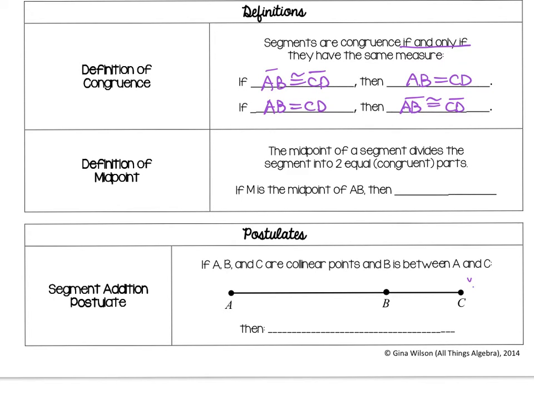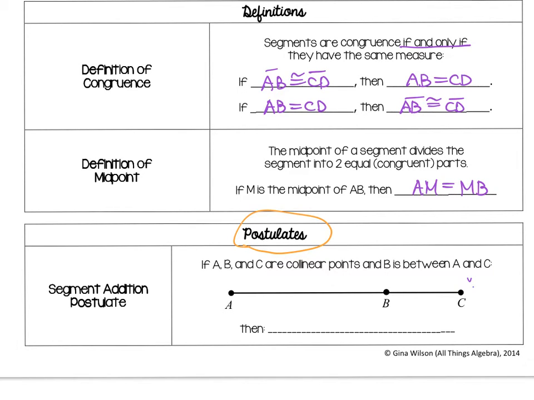Definition of a midpoint. The midpoint of a segment divides the segment into two equal parts. So we can say if M is the midpoint of AB, then AM is equal to MB. Okay. Finally, there's this concept of postulate. Remember, a postulate is an accepted statement without proof, such as 1 + 1 = 2. We're not going to prove it, but we all know that is true, right?